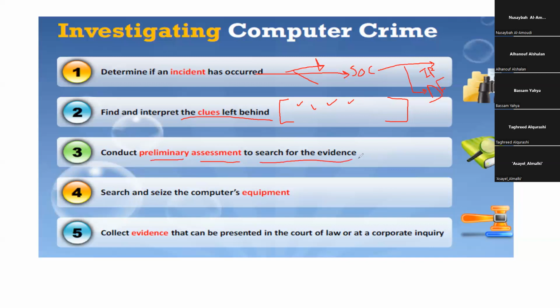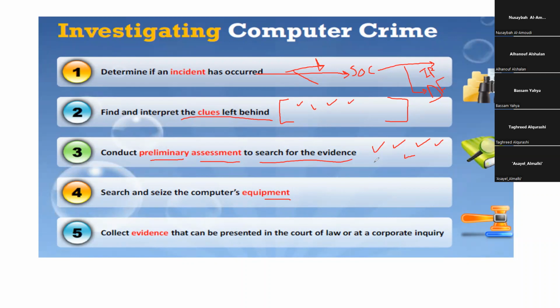So he starts the initial investigation, so he can look at the date and time, where this incident took place, which computer, which users, and then take some pictures of the crime scene. So this is basically the initial assessment for the evidence, and then later on he needs to search and seize the computer equipment. So after the initial investigation about what happened, when it happened, what users got involved, which system was involved, he now has the basic picture.